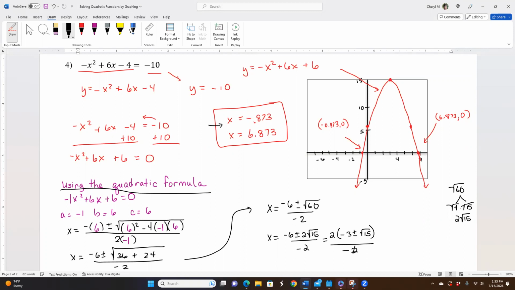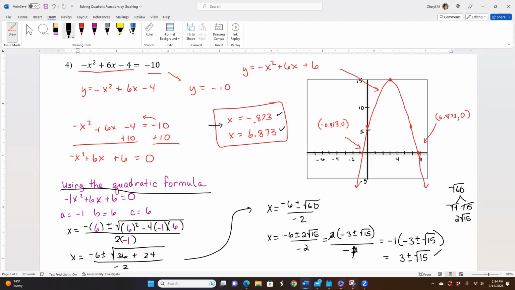Now the value of 2 can cancel each place, and this negative can just come out front. It's a negative 1 in the denominator. We can move that to the numerator, and you'd have this. But that becomes 3 plus or minus the square root of 15. The negative, when it's positive, will make it negative, and when it's negative, will make the second term positive. So these two solutions are equivalent to the ones we did above and significantly reduced.